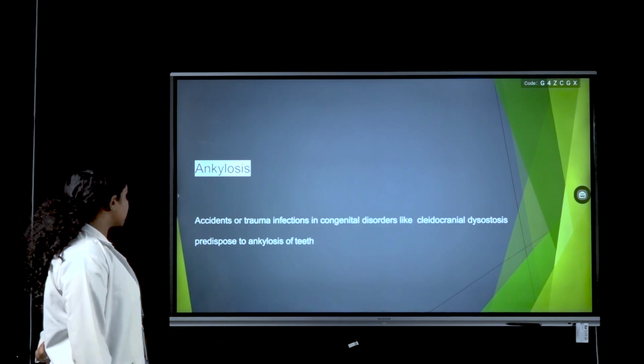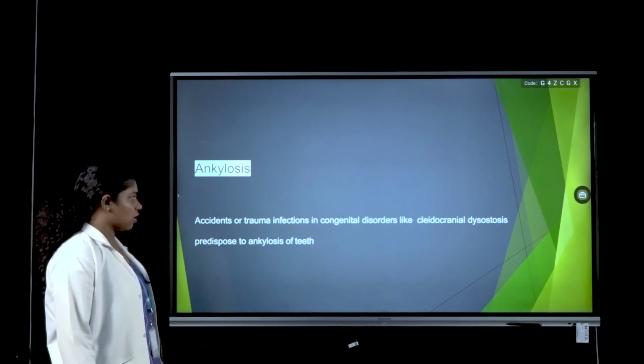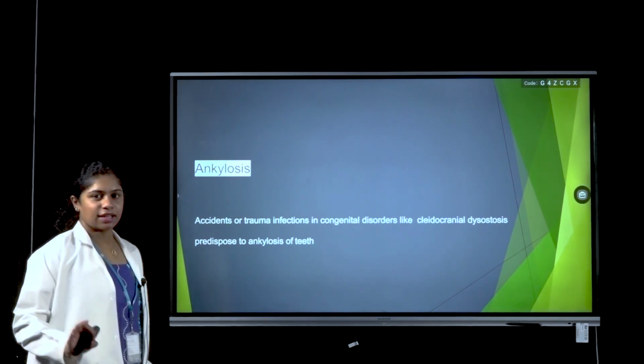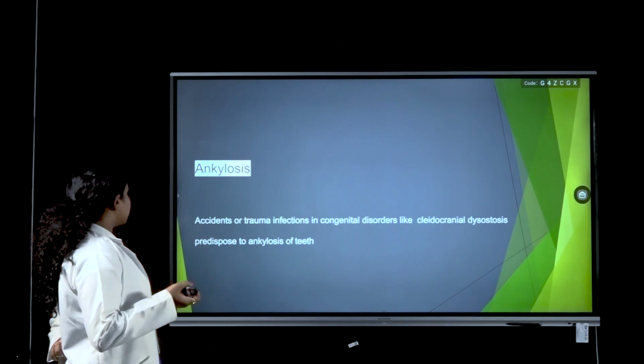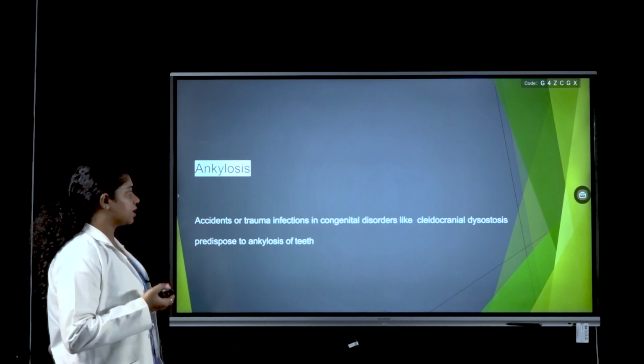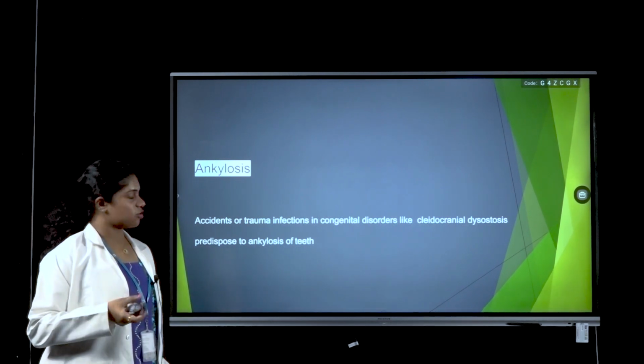Ankylosis. Accidents or trauma, infections, and congenital disorders like cleidocranial dysostosis predispose to ankylosis of the teeth.